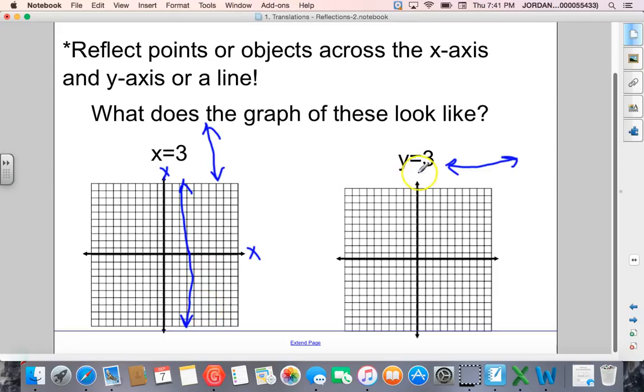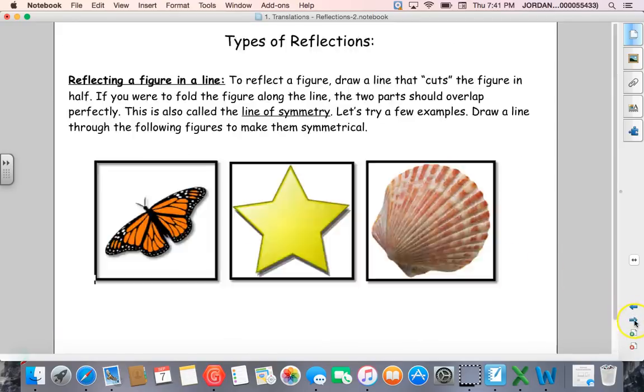Y equals 3 is the exact opposite. It's going to be a horizontal line crossing the y-axis up at 1, 2, 3. So we're going to have a horizontal line going in both directions forever across the axis at y equals 3. Just some stuff to remember from Algebra 1.